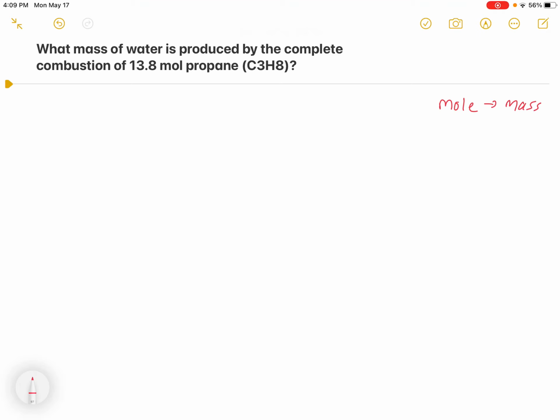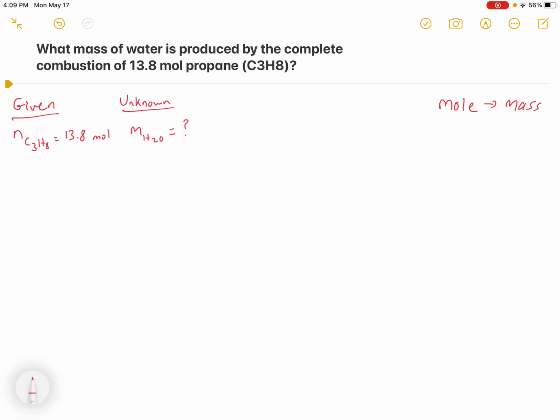The way that you determine that is just look at what's given and what you're being asked to find. So our given here would be the moles of propane, 13.8 moles. And our unknown is going to be the mass of water.